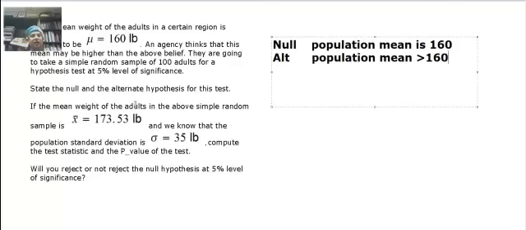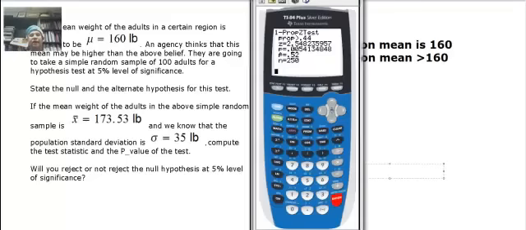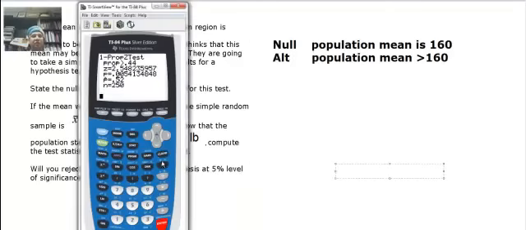Then they are showing us the results of the sample, and in this case, I know the population standard deviation. So when that's the case, I go to stat, I go to tests. What will I use? I'll simply use the z-test, because I know the population standard deviation here. And I still have only summary stats.